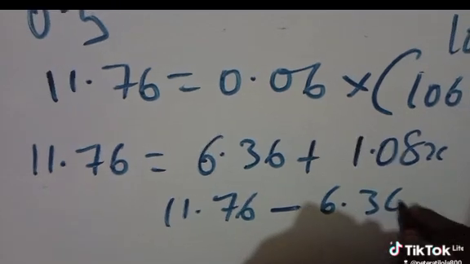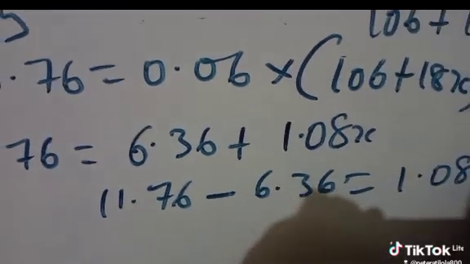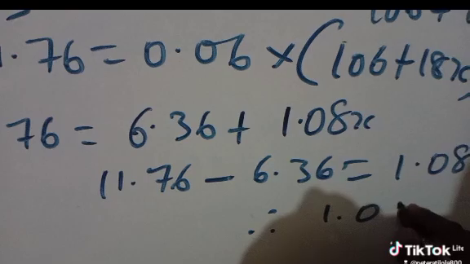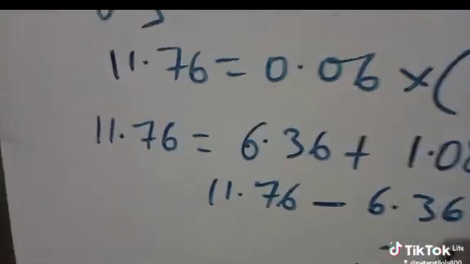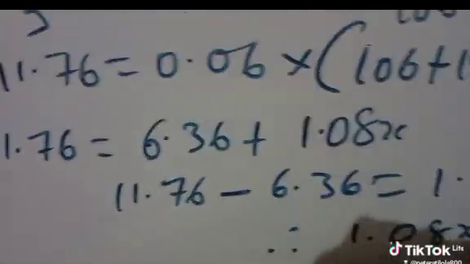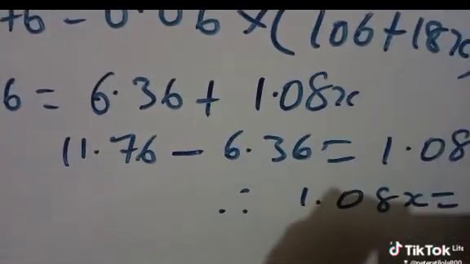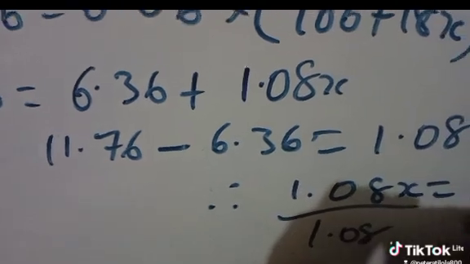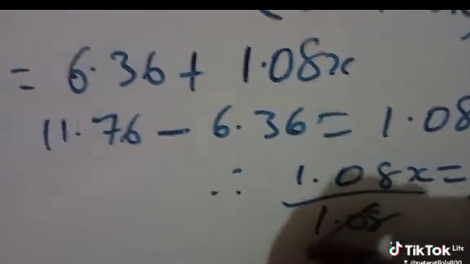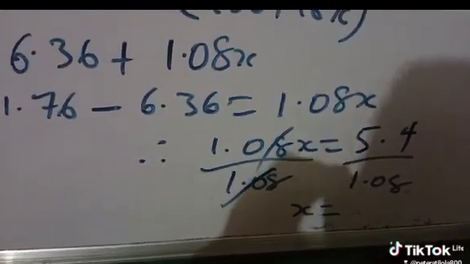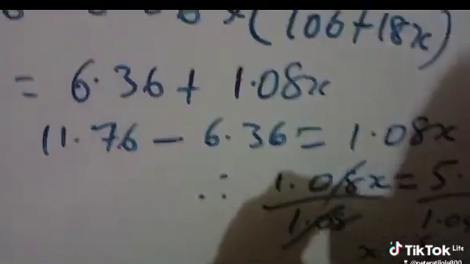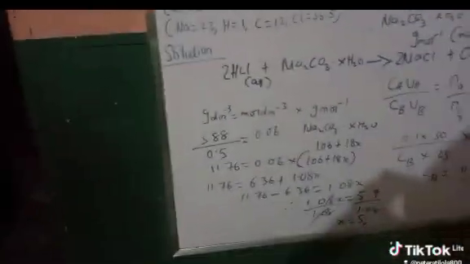11.76 minus 6.36 is equal to 1.08x. So therefore 1.08x is equal to 11.76 minus 6.36, that will give you 5.4. Divided by 1.08, x is equal to 5.4 divided by 1.08, that will give you 5. So now that means I calculate x is equal to 5.